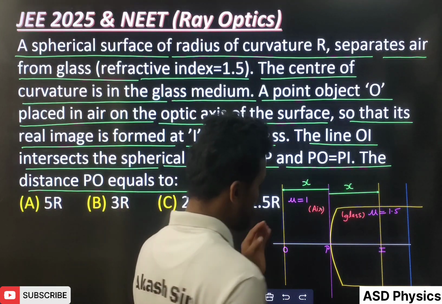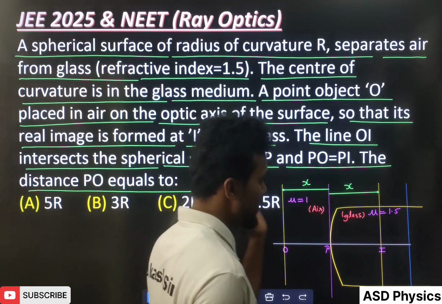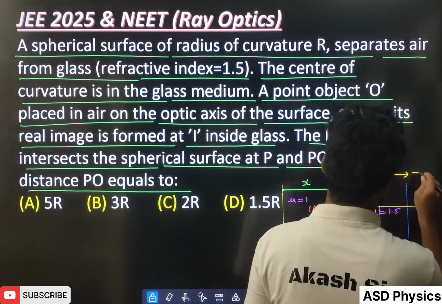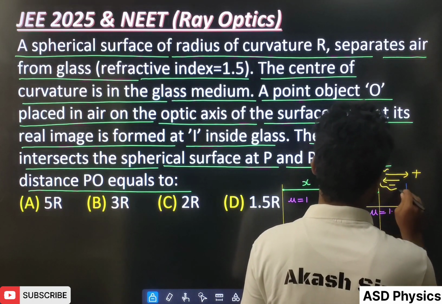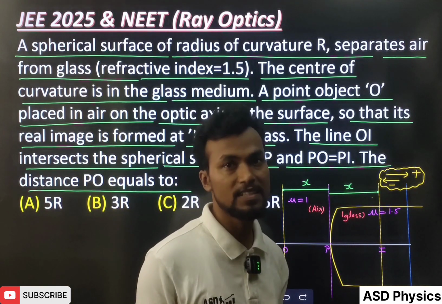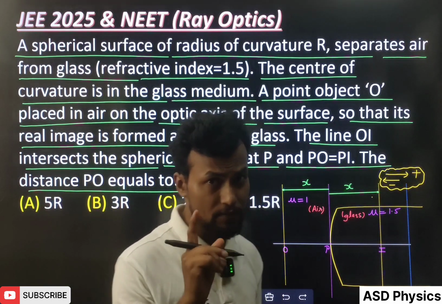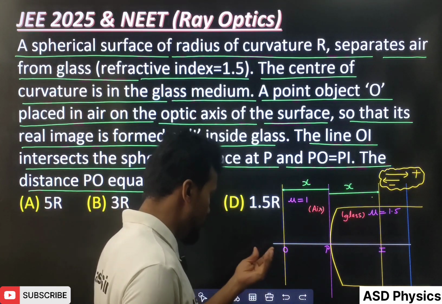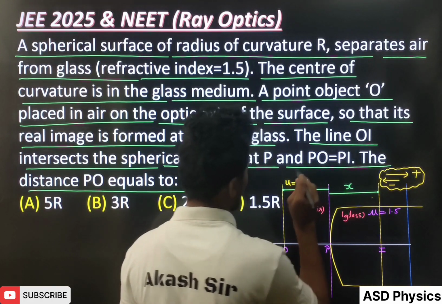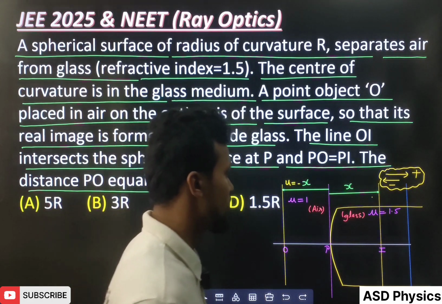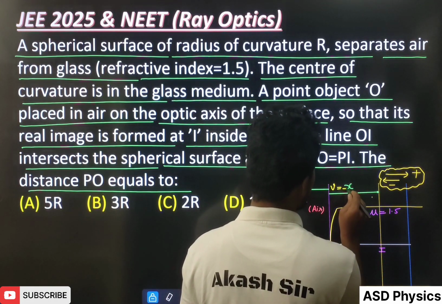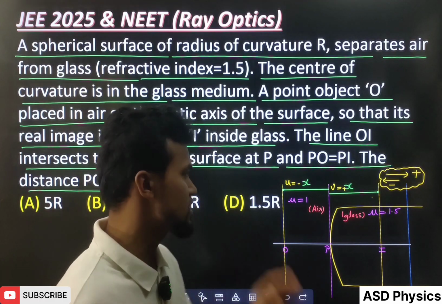The object is here and the image is here, so the ray will travel in this direction, from O to I. If the ray travels left to right, then in the direction of ray travel we take positive. Again, the ray is traveling left to right, so right is positive and left is negative. That means the object is situated on the left side of the pole, so U will be minus x. And with respect to the pole, the image is on the right side, so with the sign convention V will be plus x. Now this is clear.